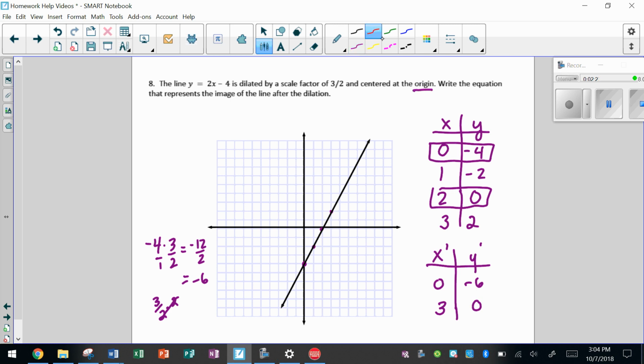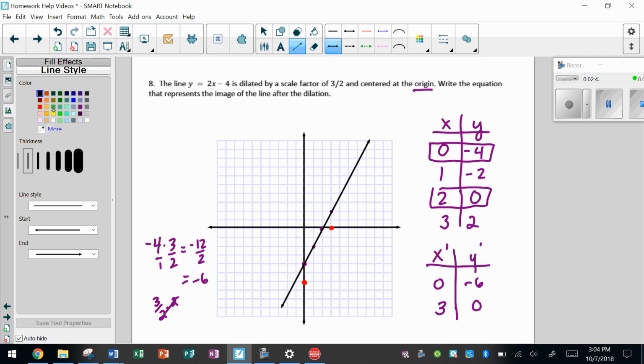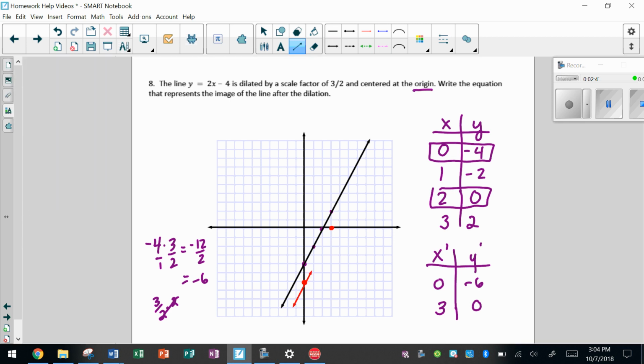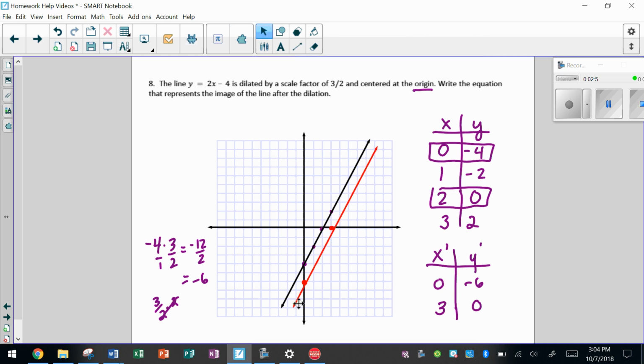Now let me pick a new color and plot these points. So (0, -6). Well, there's -4, -5, -6. And then of course (3, 0): 1, 2, 3, 0. And now I have the 2 points that determine my line. So I'm going to color this line red so it matches with my points. And here is the line. And I'm going to have to fix that to get it through the points a little bit better.